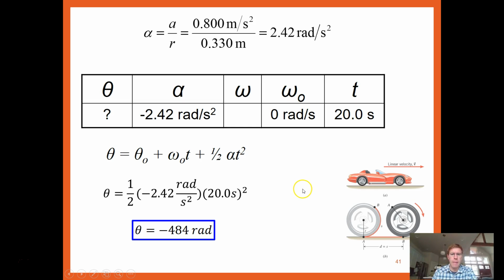Hopefully that's what you got. And yeah, I'm going to stop here. You're going to get lots of homework practice on applying these kinematic equations to rotational problems and relating translational and rotational motion together. I'm going to stop this video. We'll continue with part B of this chapter 10 a little bit later, where we dive into kinetic energy, torque, and some other rotational variables.